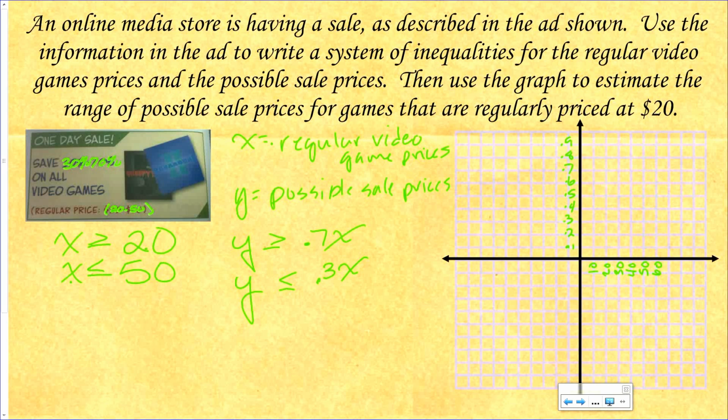So my lines are all going to be solid. X has got to be greater than 20, which is here. Lovely straight line. Greater than 20 is which way? Left or right? Yeah, this way. And then we have the same line at 50, and it's going to be less than 50, so it's going to be this way. Yes? Okay.